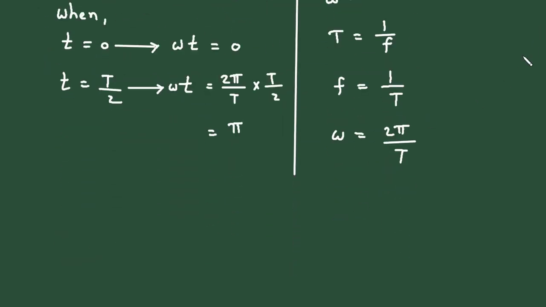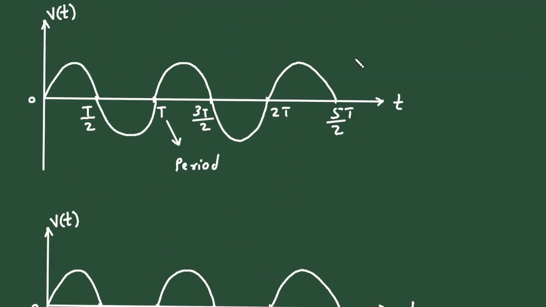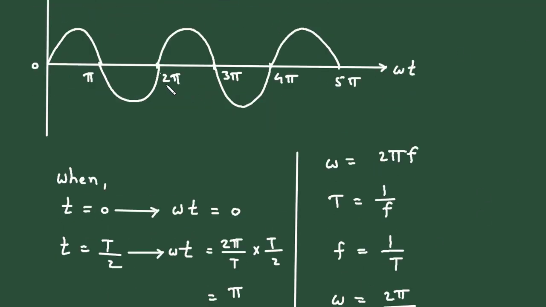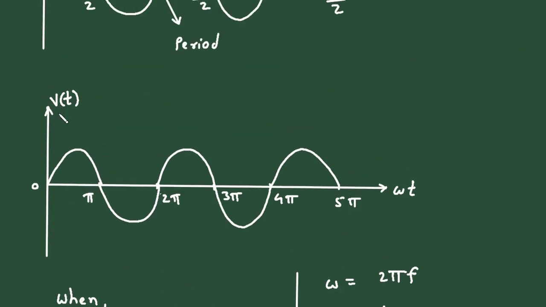We can also verify our answer. When t is equal to capital T, omega t is equal to 2 pi by capital T multiplied with capital T. So the T and T get cancelled. What remains? Only 2 pi. So here we can see it is 2 pi. Now if we solve further, it will be 3 pi, 4 pi and 5 pi. So this is Vm sin omega t as a function of omega t.